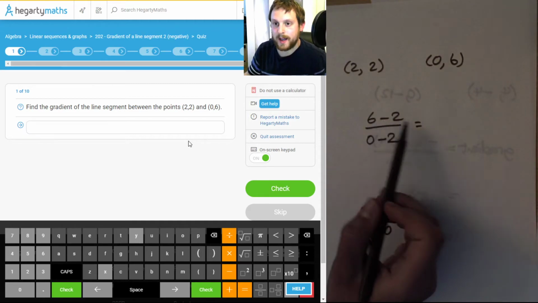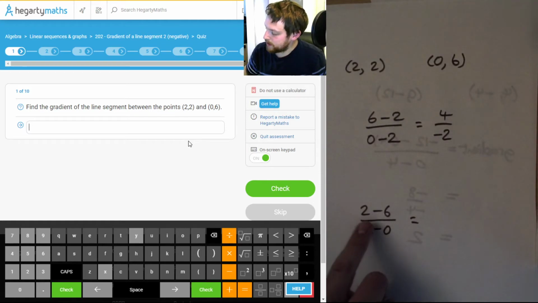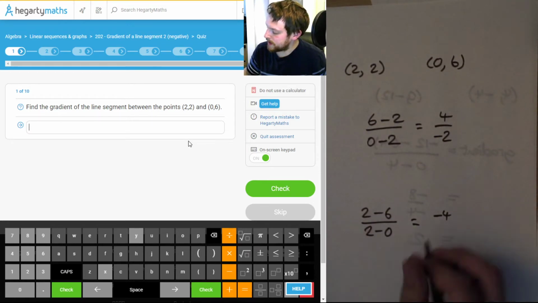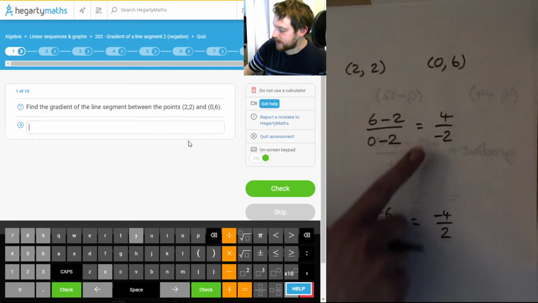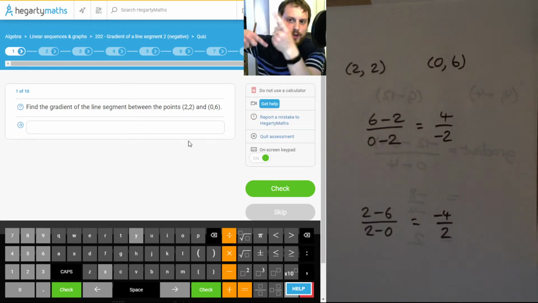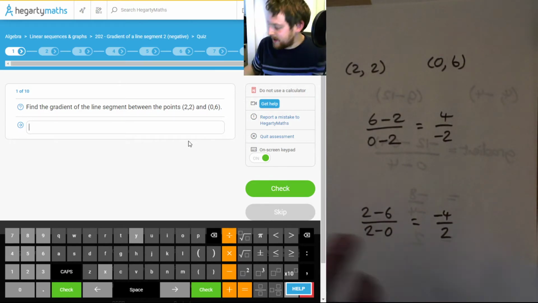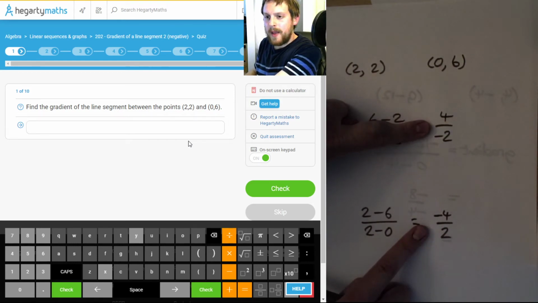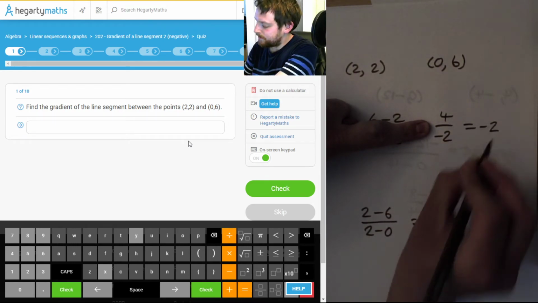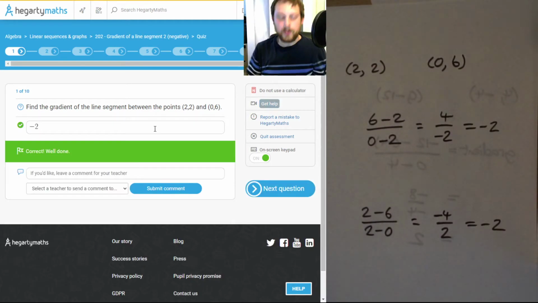Okay, so 6 take away 2 is 4. 0 take away 2 is minus 2. 2 take away 6, that's minus 4, but 2 take away 0 is 2. So notice how it's just kind of swapped the negative from the bottom to the top. Now when this happens, it doesn't actually change the answer. So these things are actually equal to each other. And they're both equal to negative 2. So there you go. So I'm hopeful that you'd be able to have a go at that as well, if you've understood what we've done.